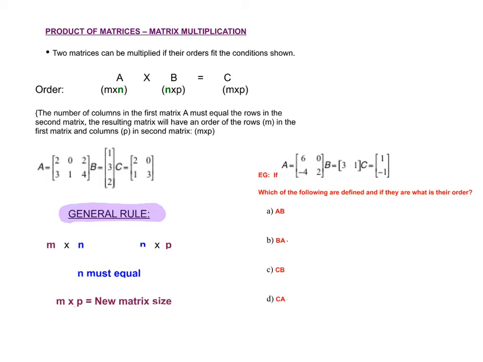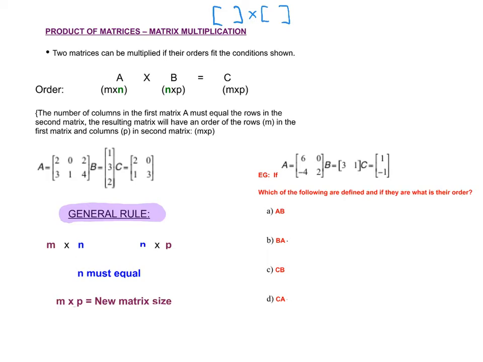Today we're going to do matrix multiplication, or the product of matrices. Product is just another name for matrix multiplication. Today the matrix multiplication is going to be when you multiply a matrix with another matrix. Yesterday we just did scalar, which meant we just multiplied by a number.